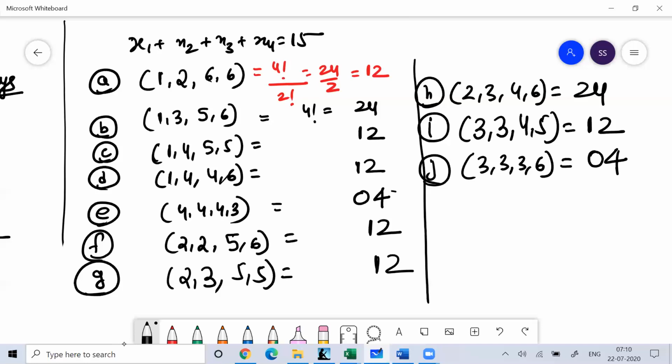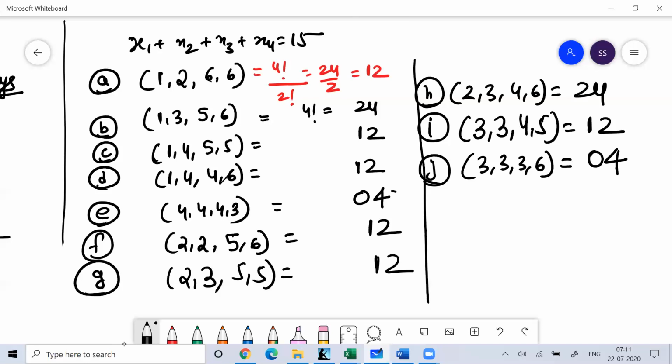So with 4, 4 4 already I tried. Then 4 5, already tried. 4 6, already tried. Then with 5: 5 1 already I tried, 5 2 already tried, 5 3 already tried, 5 4 already tried.